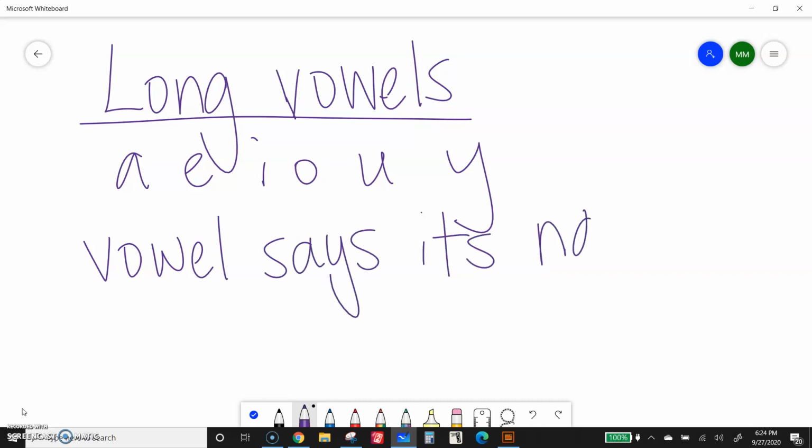Now, it's not quite that straightforward, but really it kind of is. So, vowel says its name, that's long. Think short was a, e, i. Long vowel is A, E, I, O, U, sort of that Y sound. So, I'm going to show you some different patterns that you'll see. With short vowels, it was pretty straightforward. It was the letter all by itself. But with long vowels, it gets a little more complicated.